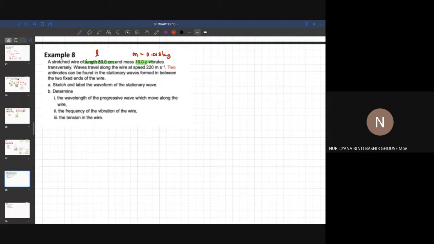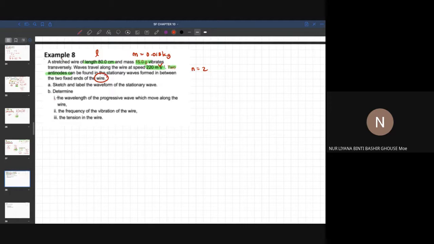Then it says the wave travels along the wire at a speed of 220 meter per second. So this one is our V. 2 anti-knots can be found. This one is another important one. When there are 2, our N equals 2. In a stationary wave between two fixed ends of a wire, we know it is the case of a string.